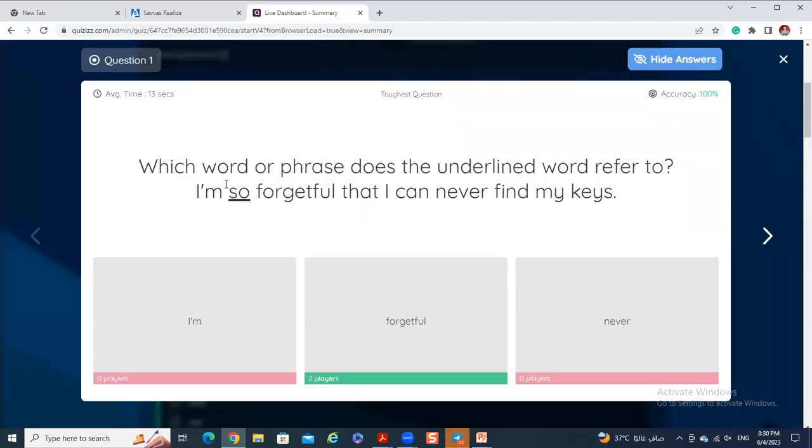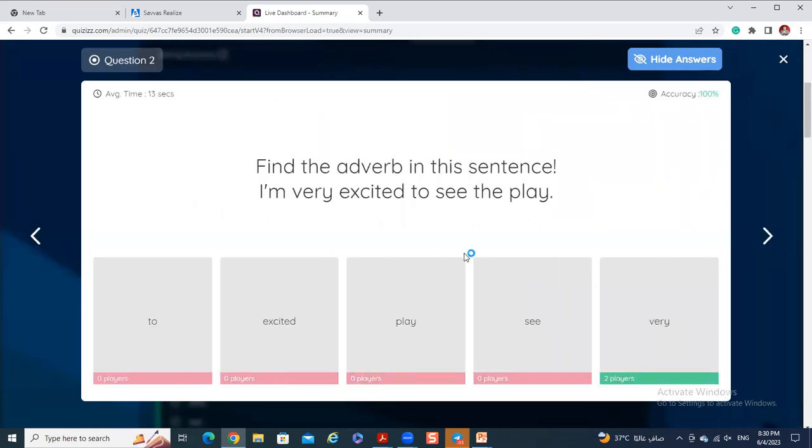Which word or phrase does the underlined word refer to? "I'm so forgetful that I can never find my keys." Take care, "so" is an adverb that modifies an adjective, forgetful. And you got it right. Find the adverb in this sentence. "I'm very excited to see the play." Very is an adverb that modifies excited, which is an adjective.